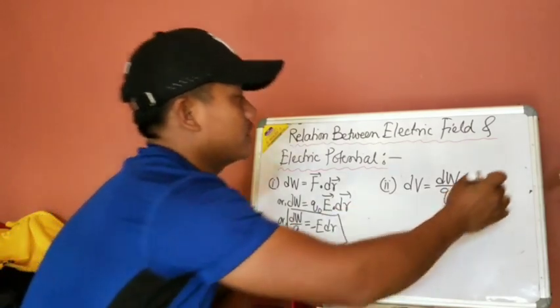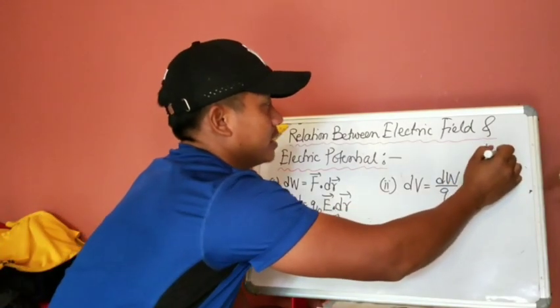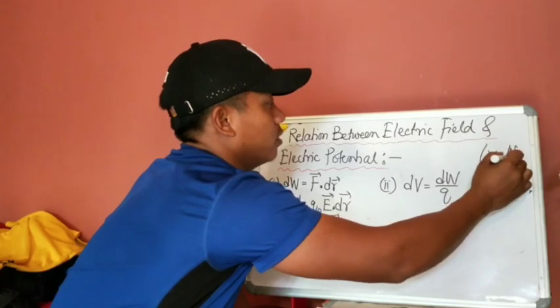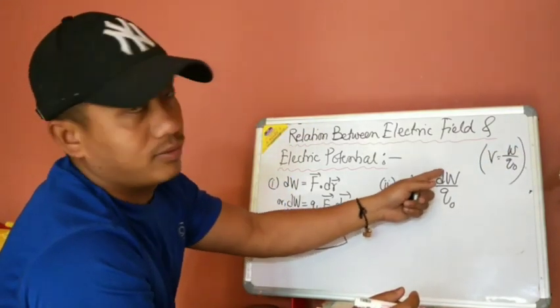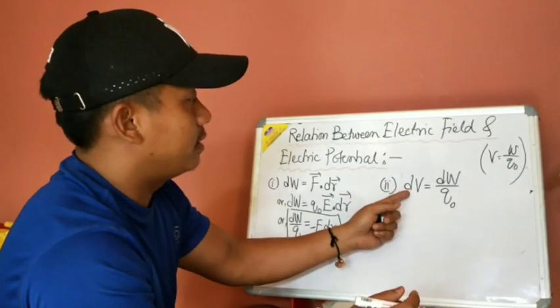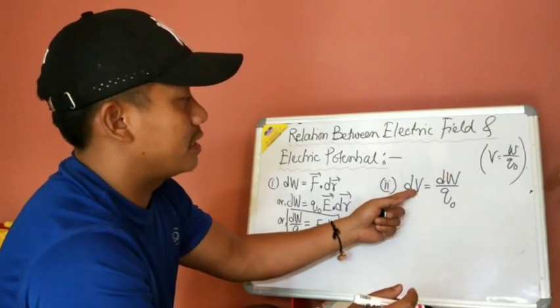This comes from the definition of electric potential or potential difference. V is equal to W by Q naught. So if the potential is very small, work done will be very small. That's why dW is proportional to dV.